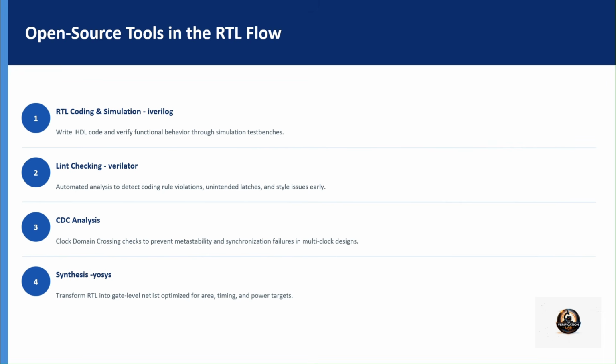So, the open source tools in the RTL flow. This is the foundational module of our RTL to synthesis journey. If you write some Verilog code and simulate a basic circuit, then you are ready to go to the next step. This module bridges the gap between your code and creating an actual chip. Fine. So first is RTL coding.